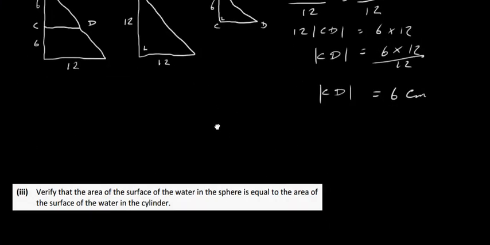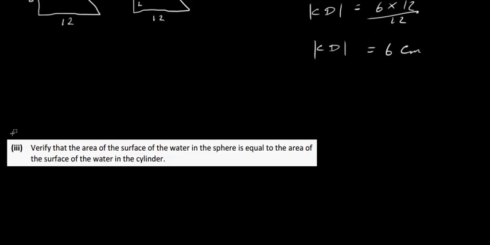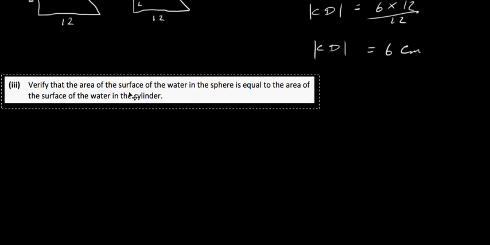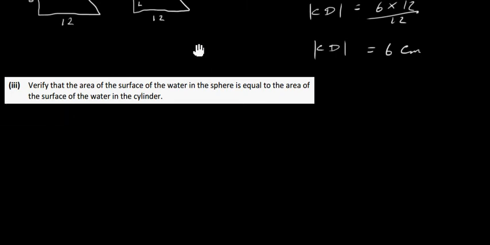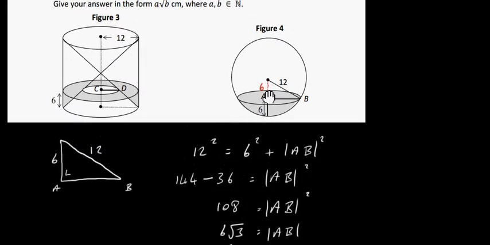Okay, so let's have a look at the next question. We've got to verify that the area of the surface of the water in the sphere is equal to the area of the surface of the water in the cylinder. So in other words, you see the circle here at the top is the surface of the water. We've got to verify that the area of that circle there is equal to the area of this water here. That's not including this white circle here, just the top of the water, this blue part at the top here.